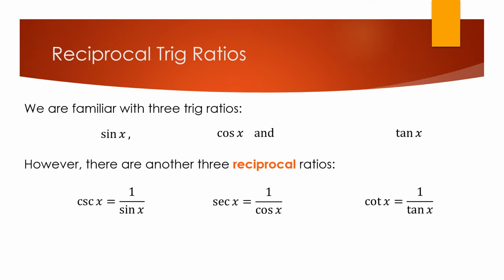adjacent over opposite. We also have to remember our trig identity, tan x equals sine x over cos x, and that would give us that cotangent of x equals the reciprocal of that ratio, so it would be cosine of x over sine of x.